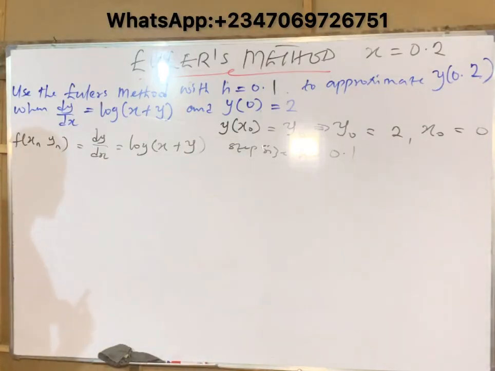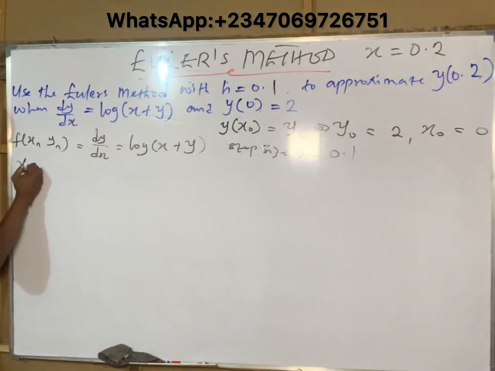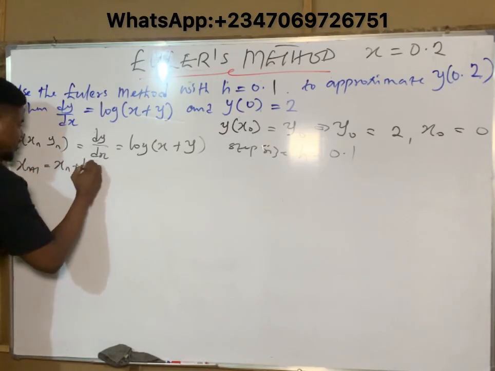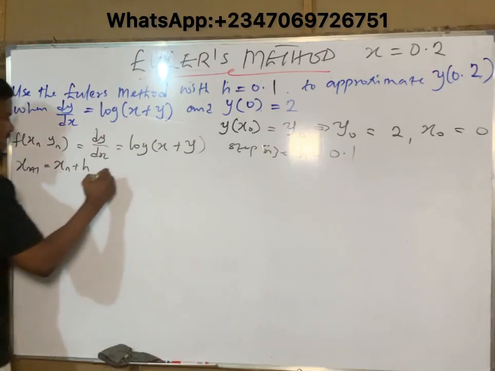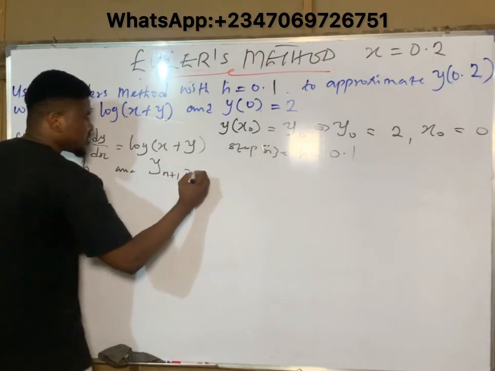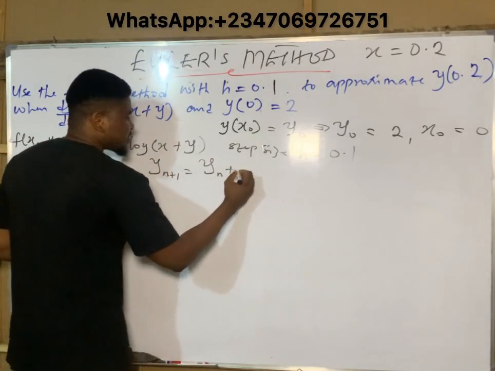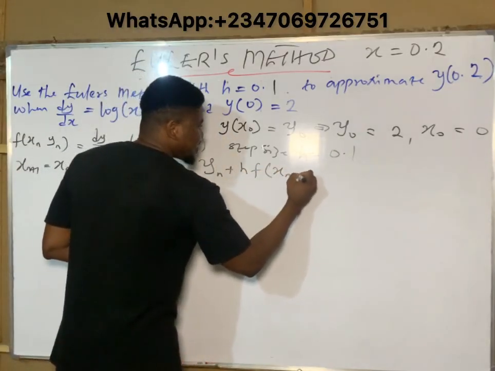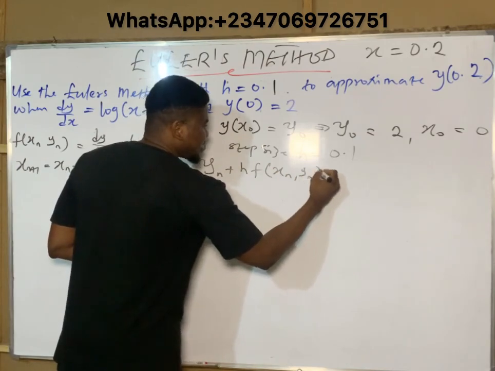I said there are two distinct equations you're going to be using for Euler's method. The first is the successive values of x equation, which is xn plus 1 is equal to xn plus h, where h is the step size. And for y, we have yn plus 1 equals yn plus h multiplied by the value of the function at xn and yn.